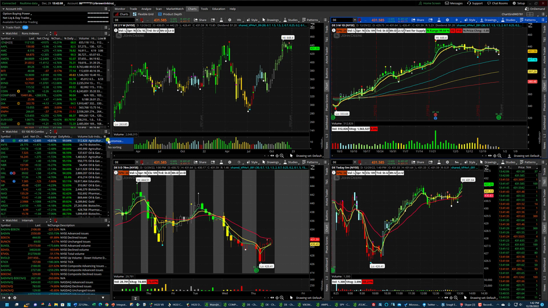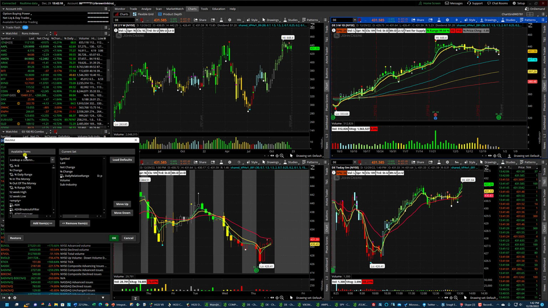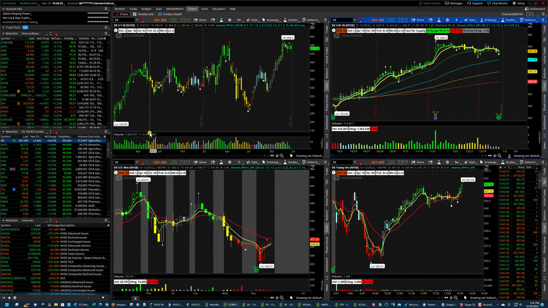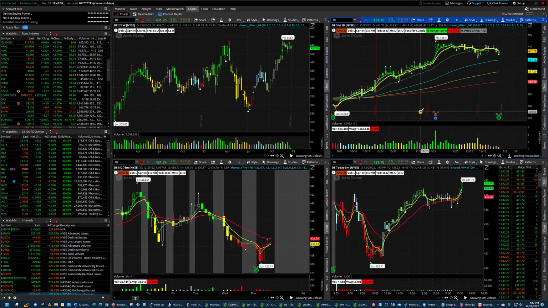Once again, you click on that little wheel, and then you just do a search for these fields and pop it over into this window by adding items. If you want to remove something, just highlight it and click on remove. I'll get back to the user groups here in a minute.